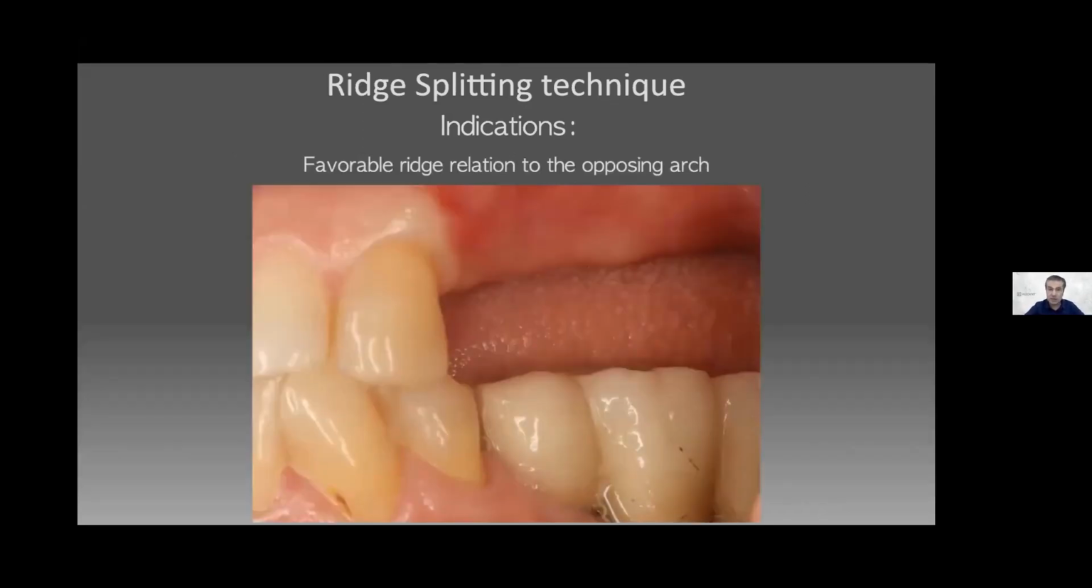Another very important indication is the relation between the maxilla and the mandible. We should have a very good relation. It means the implant that we place when doing the splitting technique should be placed in the ideal prosthetic axis. If we are not able to do that, we should not use this technique. We move to guided bone regeneration: we wait 6 or 9 months, and after that, we place our implant in the ideal position.